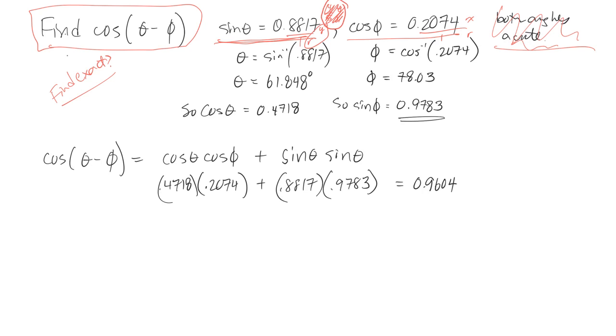Anyway, what I did is just found the arc sine of that angle and found that the angle theta is 61.848. And then I found the cosine of that angle. So the cos of that angle is this. Then I did the same thing over here. Arc cos of this will give me the angle phi. And then once I have that, I can find the sine of phi is this.